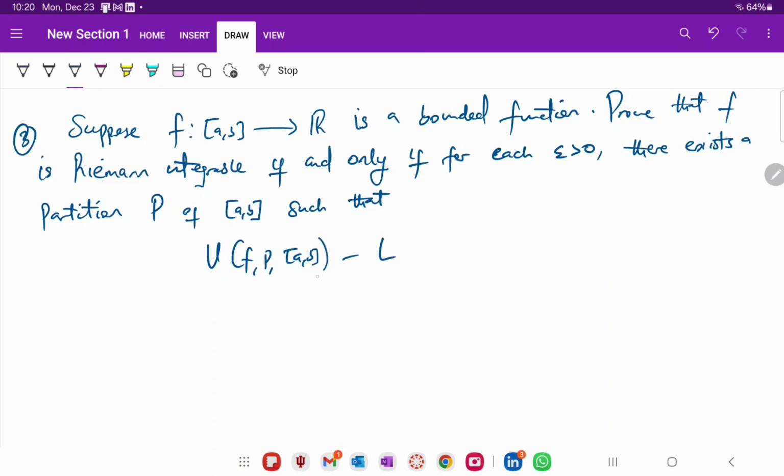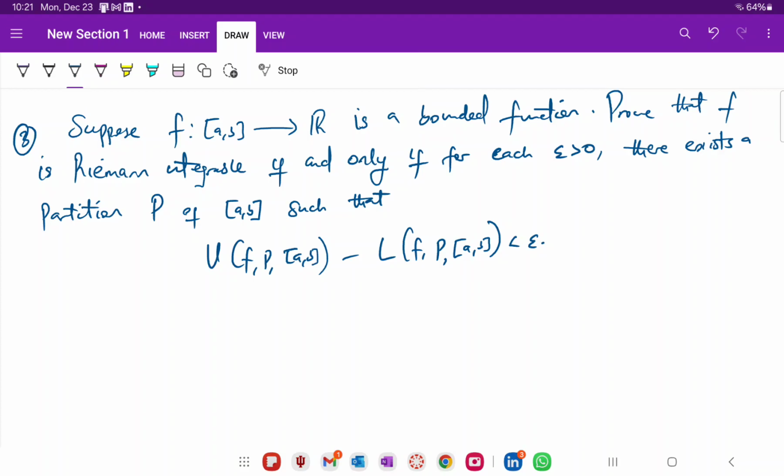Once we are able to prove it, it will be the theorem we will continue to use to prove other problems. It's a nice theorem to know and to also prove. So once a function f is Riemann integrable, then we can say that the difference between the upper Riemann sum and the lower Riemann sum is less than epsilon for any epsilon greater than 0.